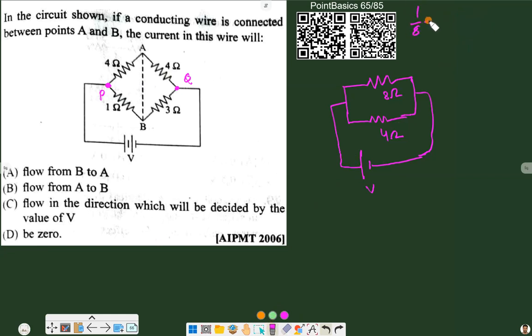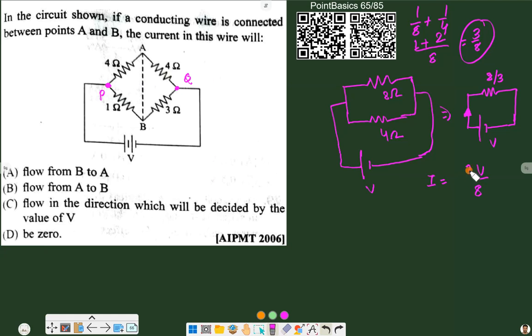So 1 by 8 plus 1 by 4, that is 1 plus 2, 3 by 8. So this circuit will be equal to a resistance of 8 by 3 ohms with source potential V. So now suppose there is current I in this circuit. It will be V by 8 by 3, so the 3 goes on the top, and current will be 3V by 8.